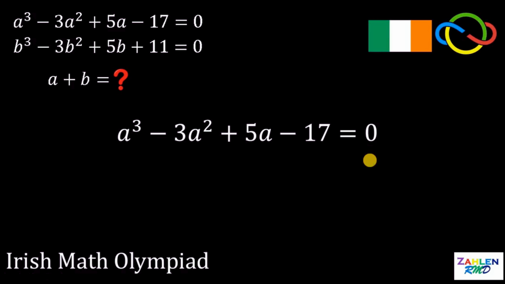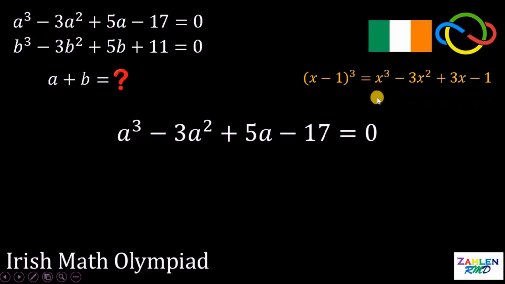Now, how are we going to answer this question? One thing to notice is the first two terms, a cubed minus 3a squared. This reminds me of the expansion of (x minus 1) cubed. So we have x cubed minus 3x squared plus 3x minus 1. Now, how are we going to relate this identity to our given equation right here?